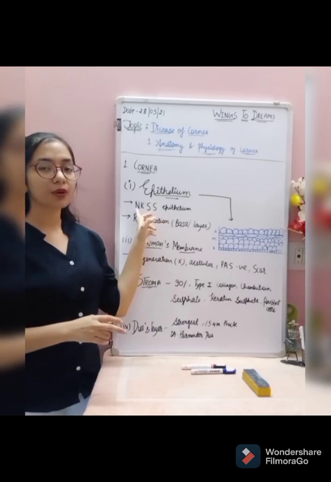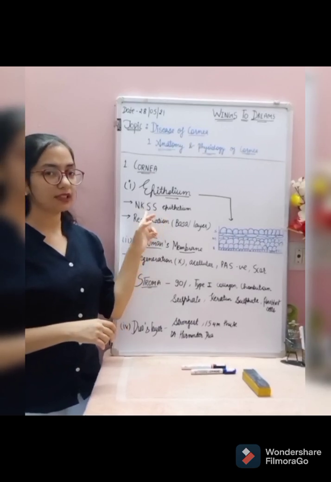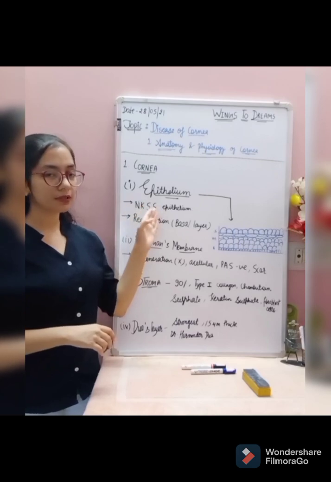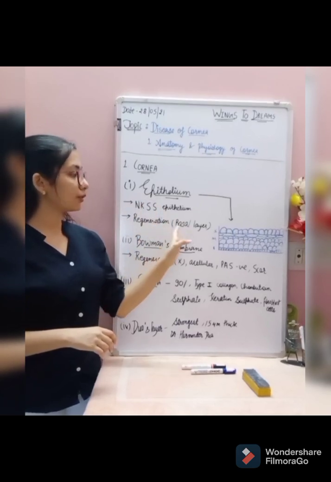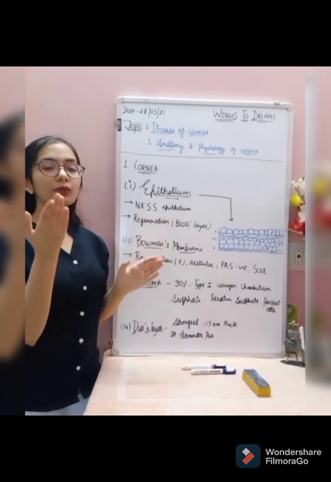And what is this? This is the non-keratinized stratified squamous epithelium. I use the short form NKSS here. So the epithelium is basically formed of non-keratinized stratified squamous epithelium, and it has the power of regeneration. That is the basal layer. And of course, it's the outermost layer.